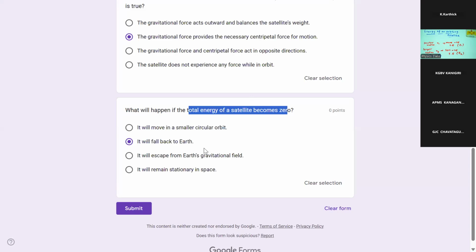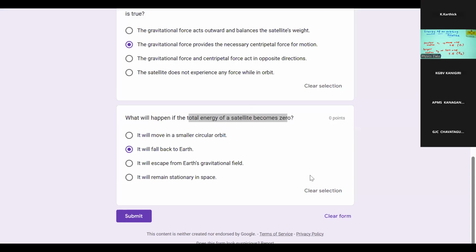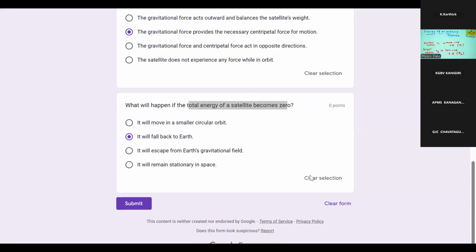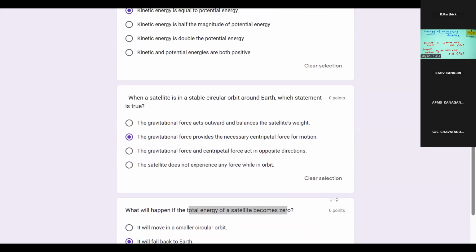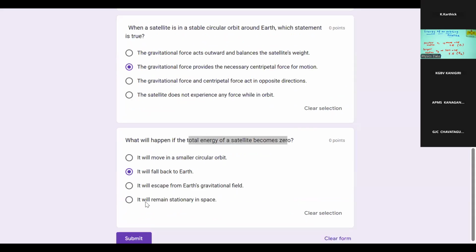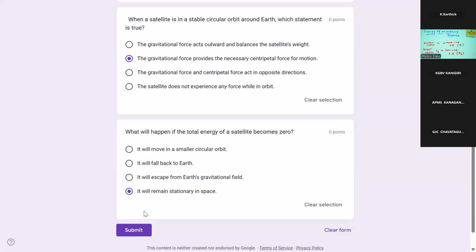It will fall back to the Earth. Two. Total energy of the satellite becomes zero. Four. Okay. Which one is correct? Four, two, or three, or one? Four. Okay, let's see. It will remain stationary in space. No. Okay, let's check the answer.